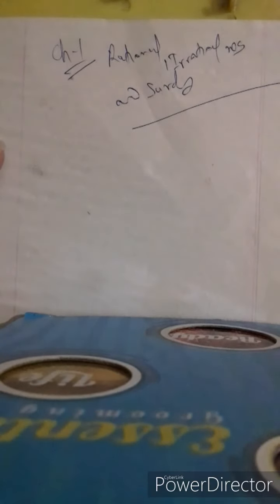So coming to the first chapter, that is rational, irrational numbers and surds. So we'll see rational numbers, irrational numbers as well as surds. So coming to what is rational numbers.